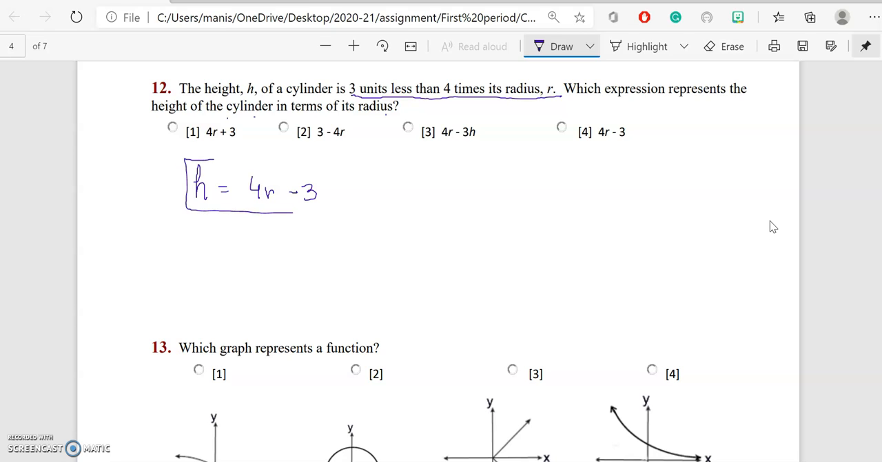So we came out with this answer. Do you see any answer choice which looks like this? No, no, yes. This is the answer choice which looks like this. That's your answer. The only thing I read over here: 3 units less means subtraction, then 4 times the radius, 4 times the radius.